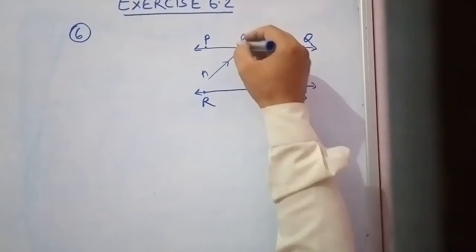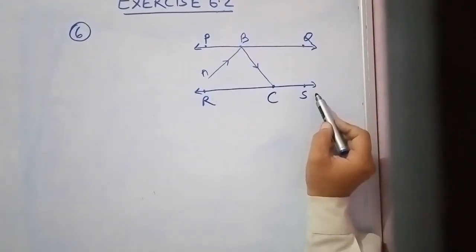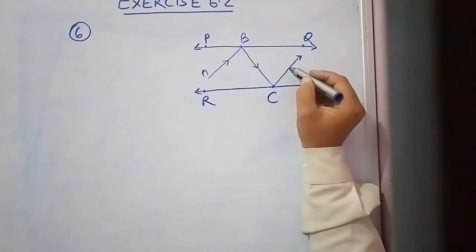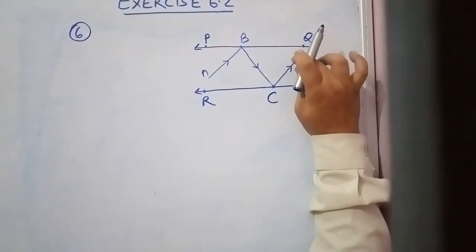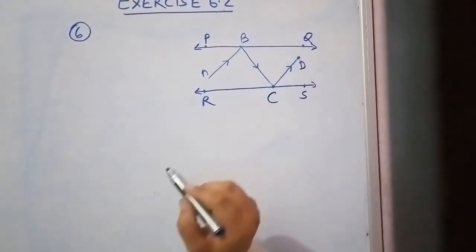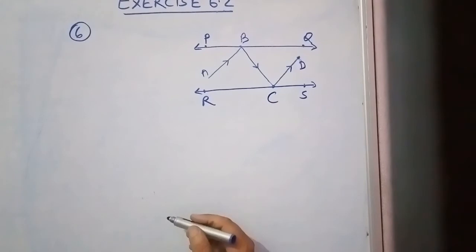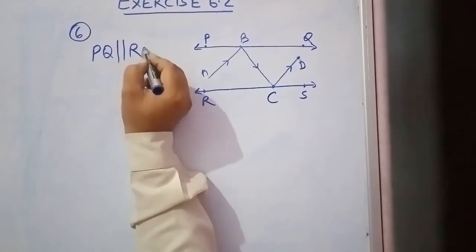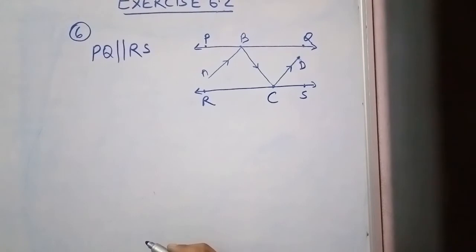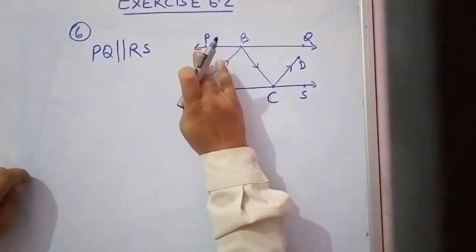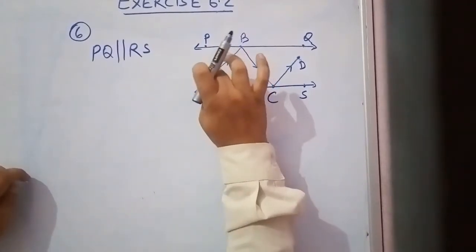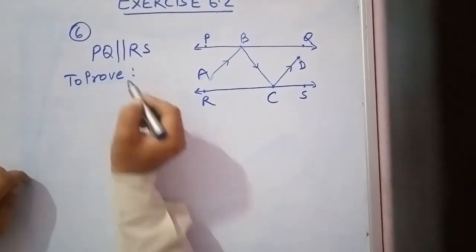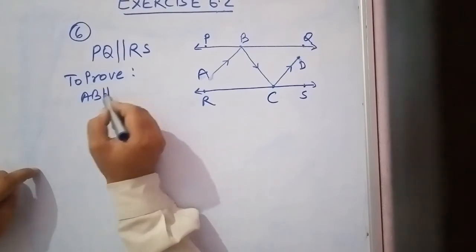This is the reflected ray which strikes the other mirror at C, and again it reflects toward this path up to point D. Here PQ is given parallel to RS, and we have to prove AB is parallel to CD.